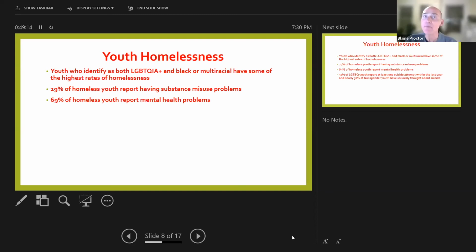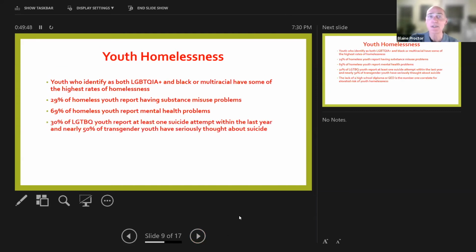So 29% of homeless youth report having substance abuse problems. 69% of homeless youth report mental health problems. And I think that's something that Scout can speak to when we're talking about the kids that we're serving at Pride Haven. And 30% of LGBTQ youth report at least one suicide attempt within the last year, and nearly 50% of transgender youth have seriously thought about suicide.